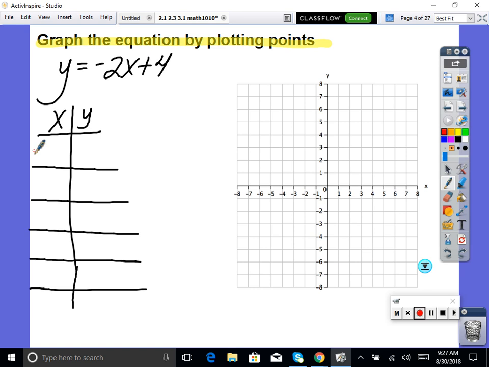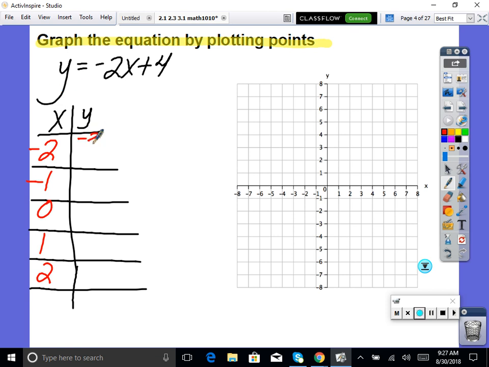So pick 5 points. You need to plot at least 5 points. So -2, -1, 0, 1, and 2. I just choose those because they're nice and pretty a lot of times. So let's plug in -2. Now think about how functions work. If I take and plug in -2, don't I get out some y value? Yes.